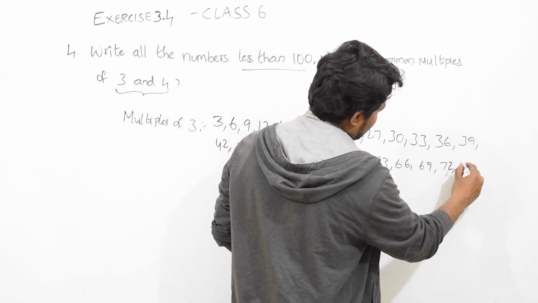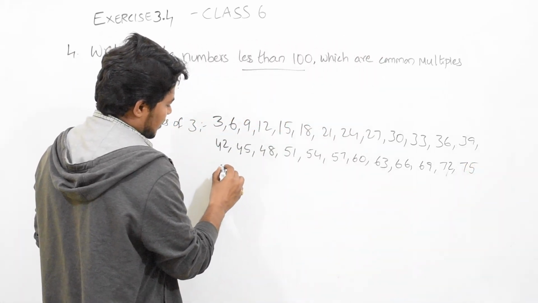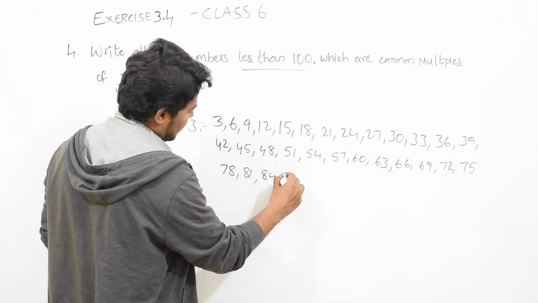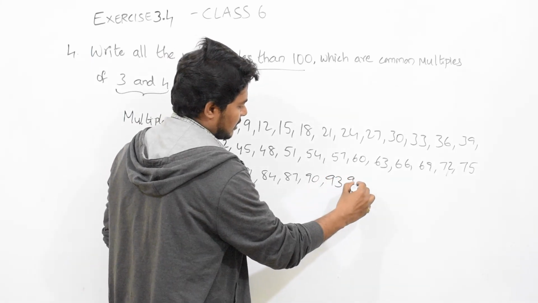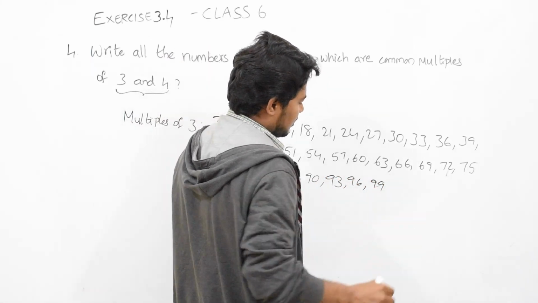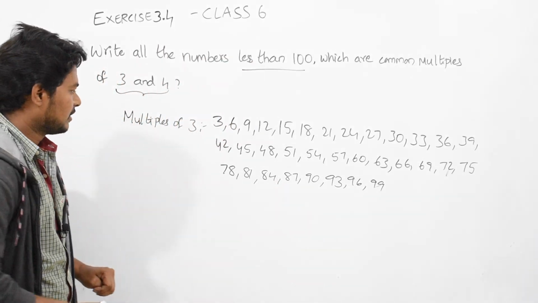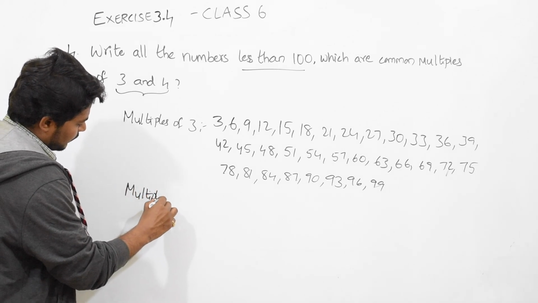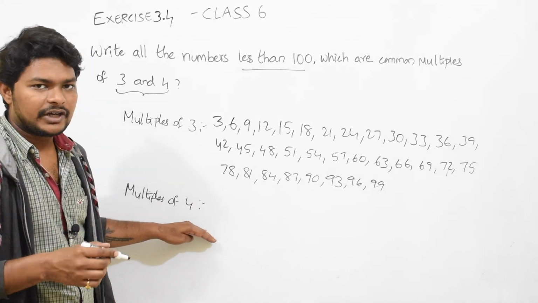72, 75, 78, 81, 84, 87, 90, 93, 96, 99. So the multiples of 3 up to 100 we have written. Same way, multiples of 4. Multiples of 4 up to 100 we need to write.